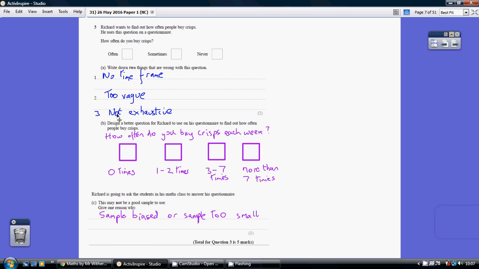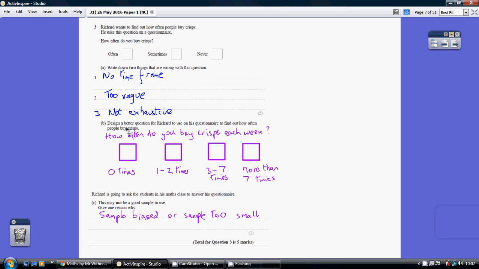And then thirdly, perhaps the weakest of the 3 points, but it's still valid, it's not exhaustive. This is often, sometimes, and never. What about other options, like another option like always, for example? So it's not exhaustive. Right, part B, design a better question.